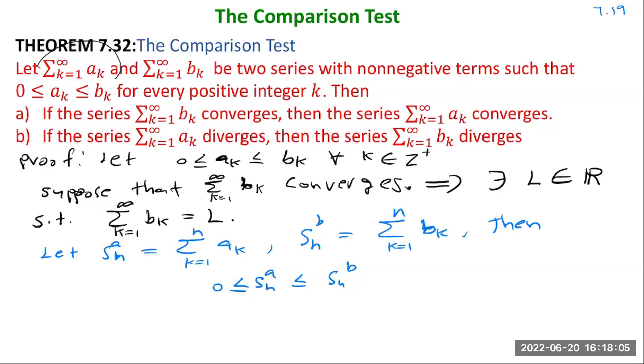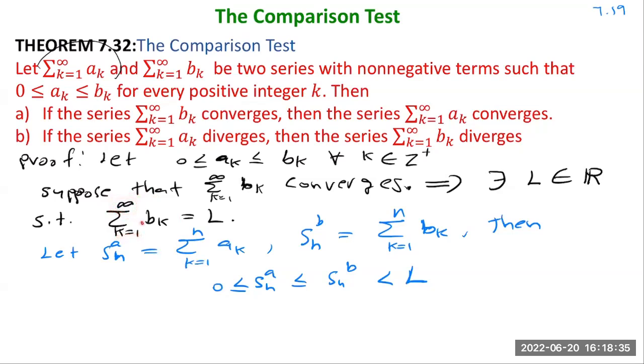And also note that for any n, the partial sum SNB of the B series has to be less than L. Can you think why it is less than L? That's because this is the summation with K going from 1 to N. But what is L? L is the summation of BK, K goes from 1 to infinity.